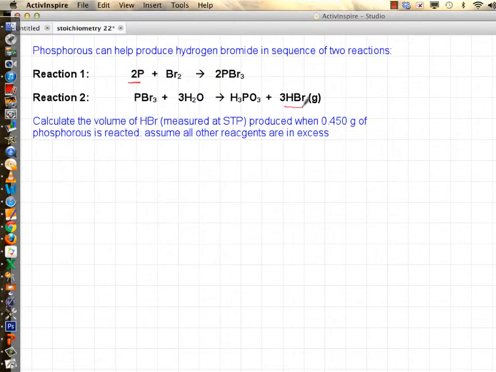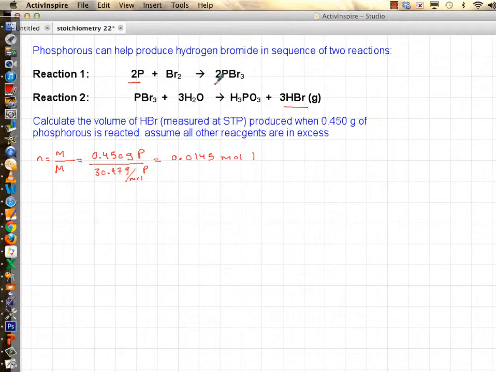So the first thing I'm going to do is find moles of phosphorus. Moles is simply mass divided by atomic mass or molar mass. So for phosphorus, it is 0.450 grams of phosphorus. If you go to the periodic table, the atomic mass of phosphorus is 30.97 grams per mole. So you will find 0.0145 moles of phosphorus.